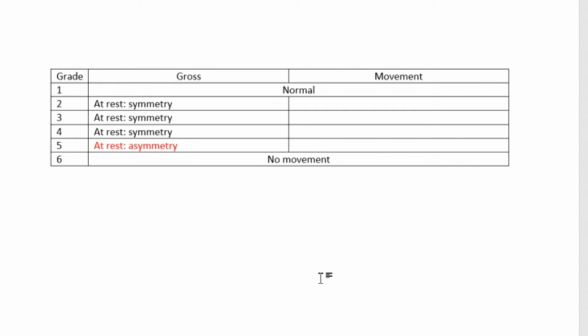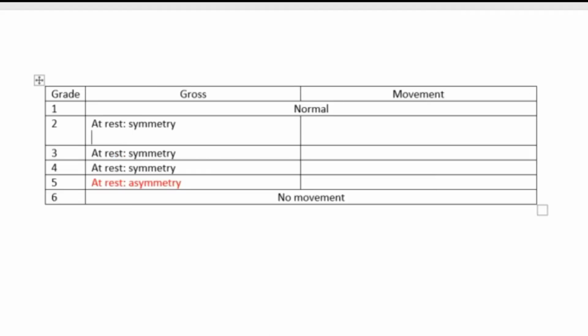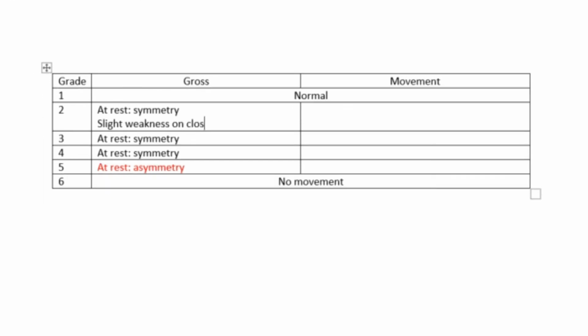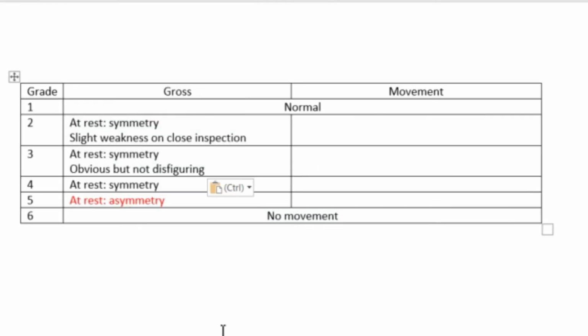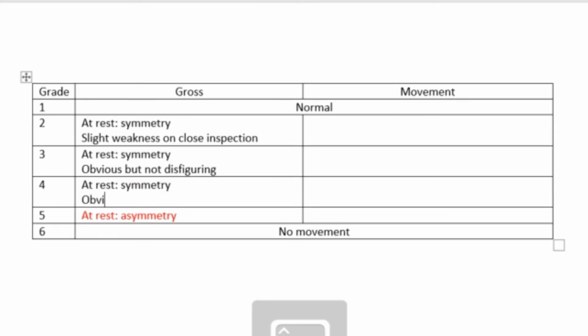Now, how to differentiate between grade 2, 3, and 4? These three grades have symmetric face at rest. But in grade 2, there is slight weakness which is noticeable on close inspection. In grade 3, the facial weakness is obvious but not disfiguring. In grade 4, the weakness is obvious and it may be disfiguring.